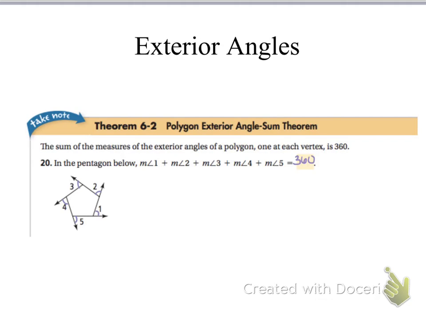So if this was a regular figure, and I wanted to find one of them, well, I have 5 angles that I'm trying to divvy it up between. So I do 360 divided by those number of sides. So each of those exterior angles, if it's a regular figure, would be 72. So that outside angle would be 72, this outside angle would be 72.